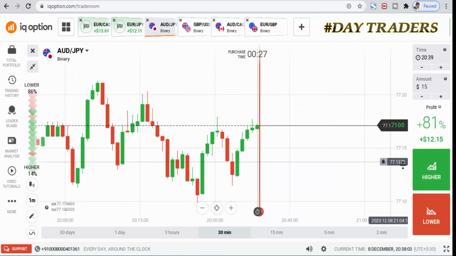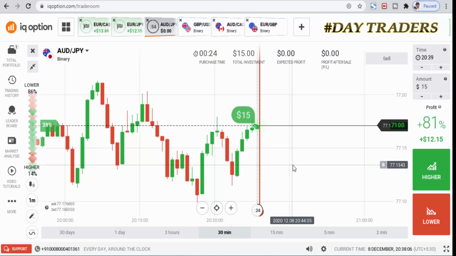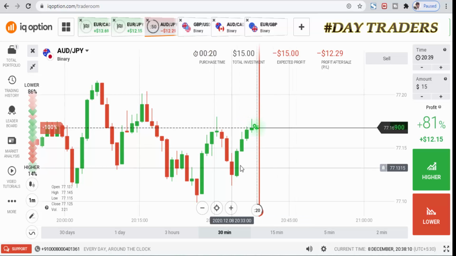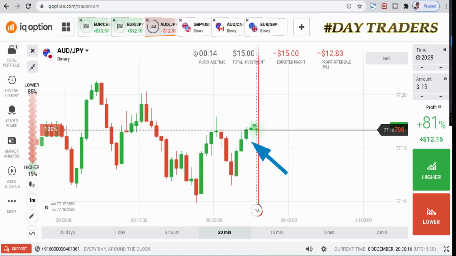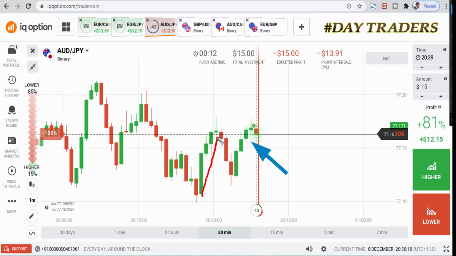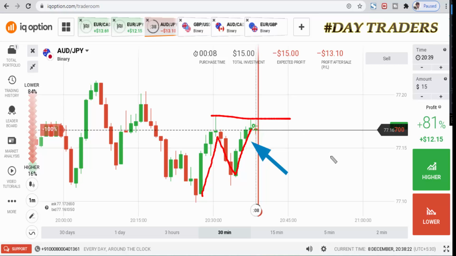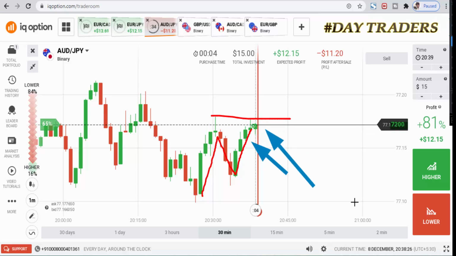Check the next pair. Okay, I will place a higher option. This is a very strong momentum. This is higher highs, so I'm expecting to make a bullish candle. Next seller's entry point at here, so that's the reason I will place a higher option.